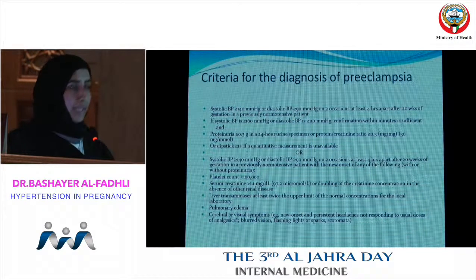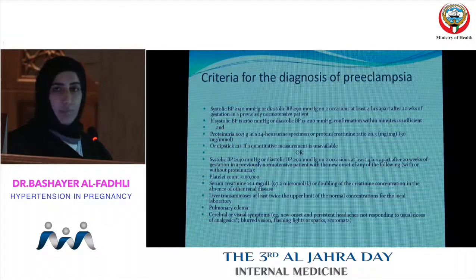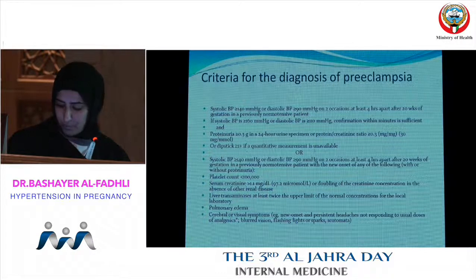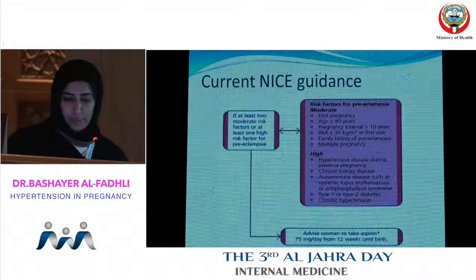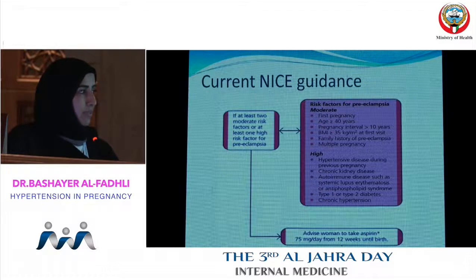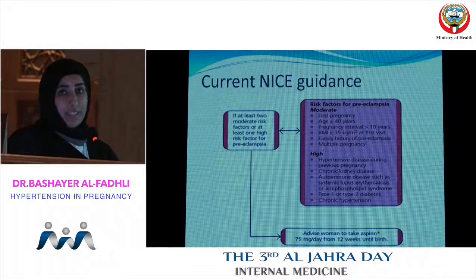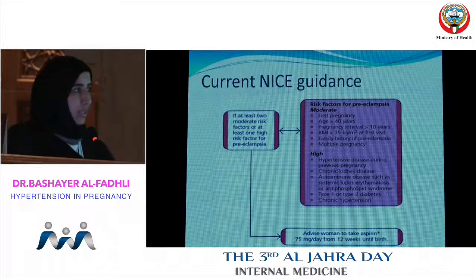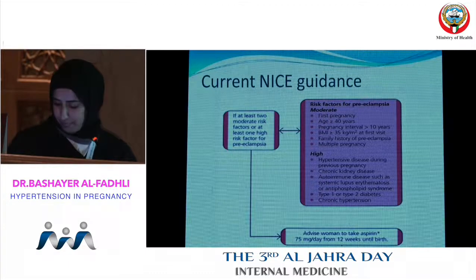The criteria to diagnose preeclampsia is either hypertension with proteinuria, or hypertension with signs and symptoms of end organ damage. Don't depend mainly on proteinuria. The NICE guidelines suggest that if the patient has 2 moderate risk factors of preeclampsia or 1 high risk factor of preeclampsia, you're supposed to start her on baby aspirin starting from 12 weeks of gestation. And actually, we started earlier than 12 weeks.